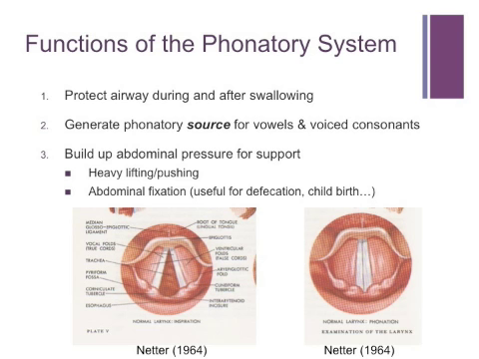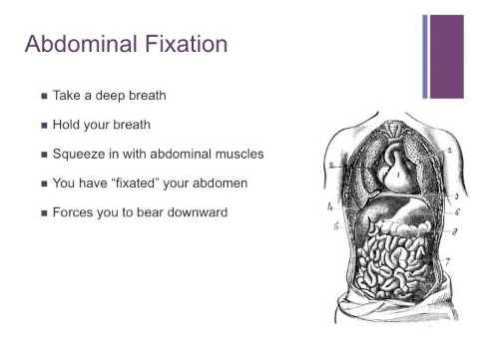Third, the larynx helps us to build up abdominal pressure, which provides support to our body when we need to do heavy lifting or pushing, as well as when we need abdominal fixation for things like defecation or childbirth, when you need to bear down. Let's talk quickly about abdominal fixation. Recall that the diaphragm muscle separates the thorax above from the abdomen below. The abdomen contains organs like the liver, stomach, and intestines, which are easily shifted around.